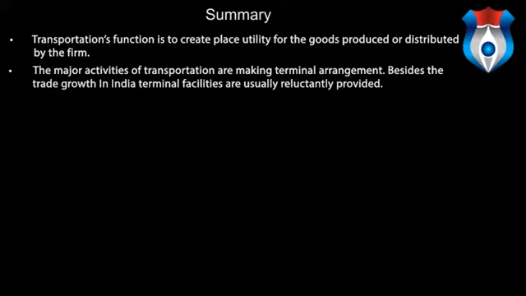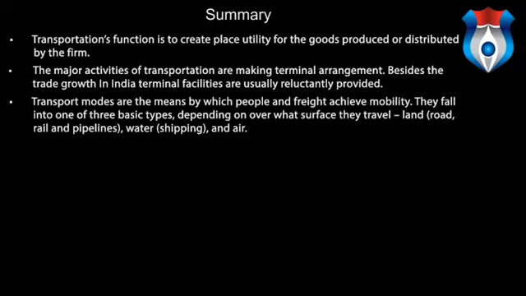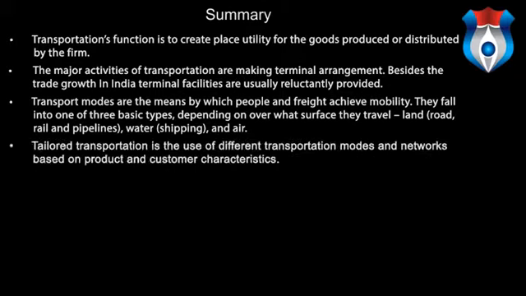Transportation function is to create place utility for the goods produced or distributed by the firm. The major activities of transportation are making terminal arrangements. Transport modes are the means by which people and freight achieve mobility. They fall into one of three basic types depending on over what surface they travel: land, road, rail and pipelines, water, shipping, and air. Tailored transportation is the use of different transportation modes and networks based on product and customer characteristics.